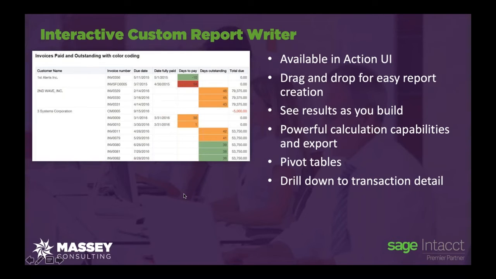So next is the much desired interactive custom report writer. So you can see a little bit of a tease there on the screen. That's an invoices paid and outstanding report with color coding, based on the number of days that it took them to pay, whether they were on time or late, as well as kind of highlighting ones that are overdue or weren't paid within a certain time frame.